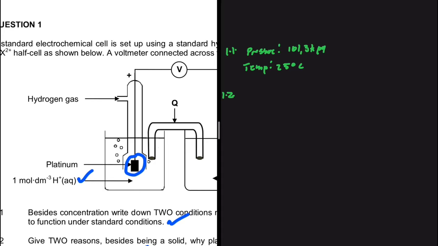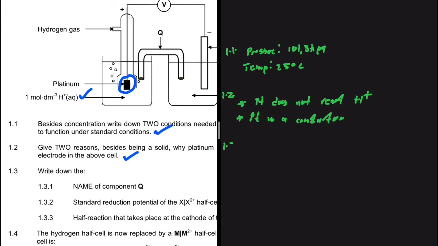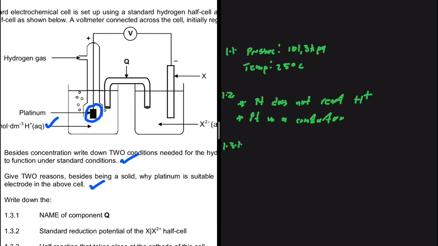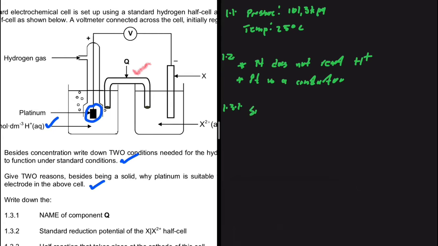But apart from platinum being a solid, what other properties does it possess? Platinum does not react with H+. So that is one of the reasons why it is being used as an electrode. Another reason is that platinum is a conductor. At 1.3, we're supposed to write down the name of component Q. This is a galvanic cell and component Q should be a salt bridge. So there we go. We have a salt bridge in 1.3.1.